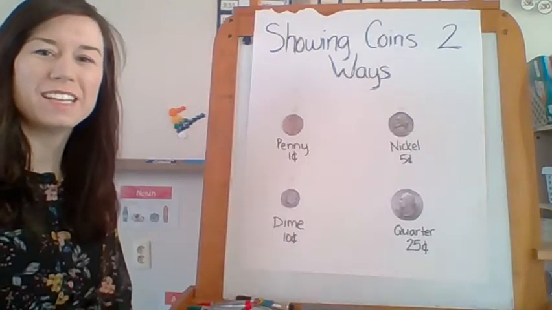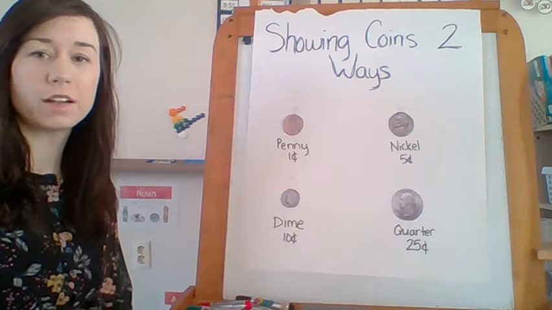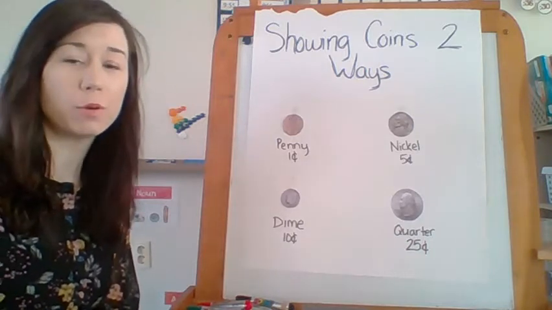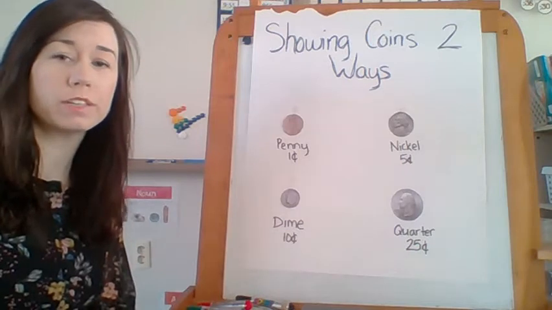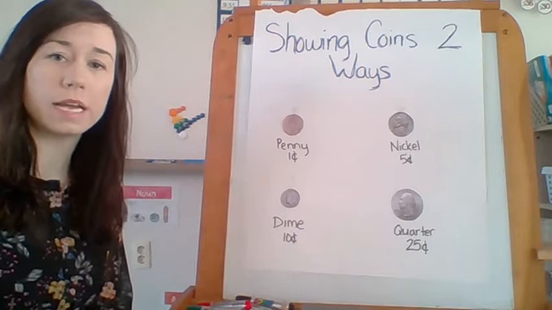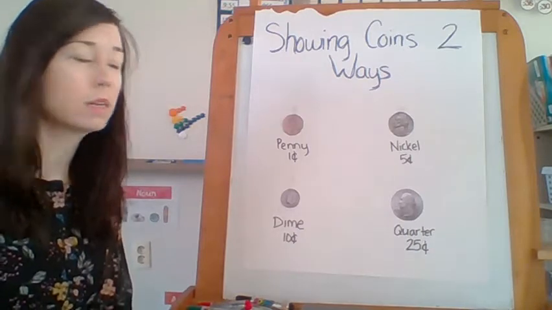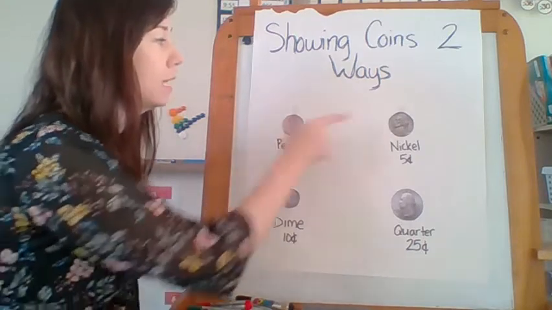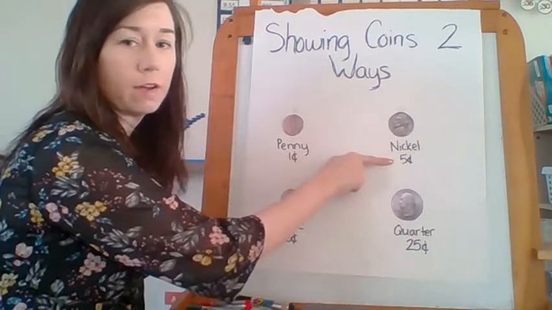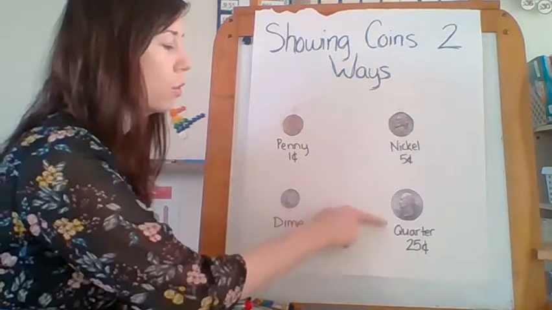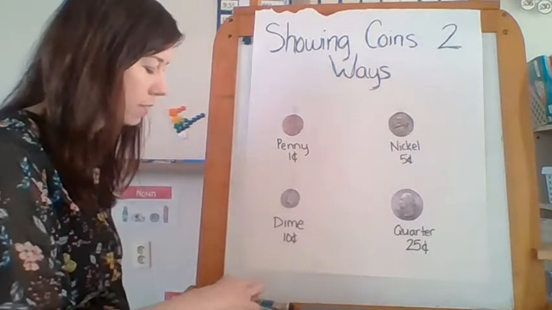Hi friends! Today we're going to be talking about how to show coins in two ways. Now before we do this, we want to talk about how many of one coin it takes to make another coin. So here I have my coins: my penny, which is 1 cent, nickel, which is 5 cents, dime, which is 10 cents, and a quarter, which is 25 cents.